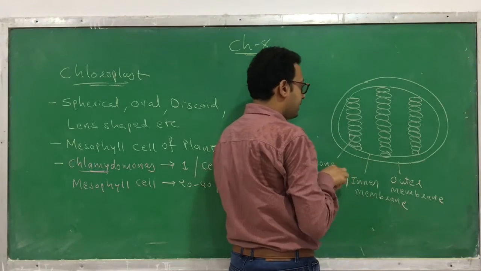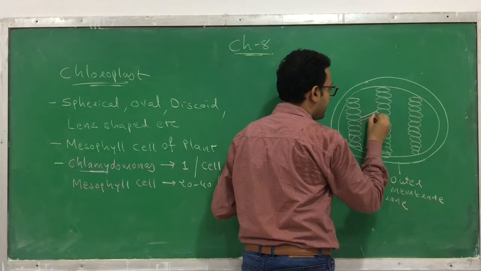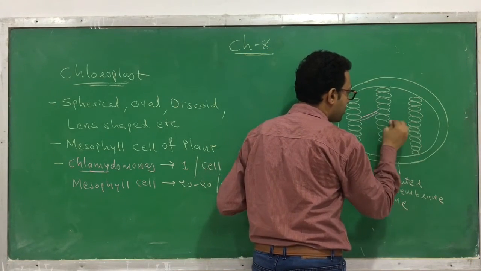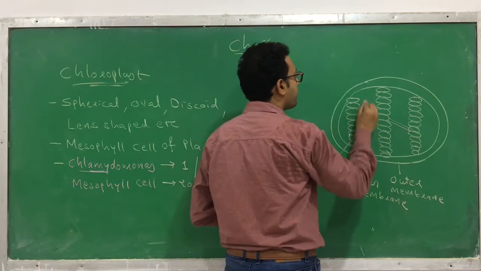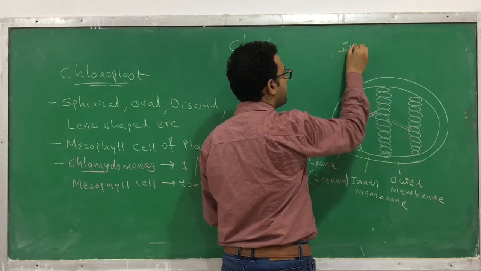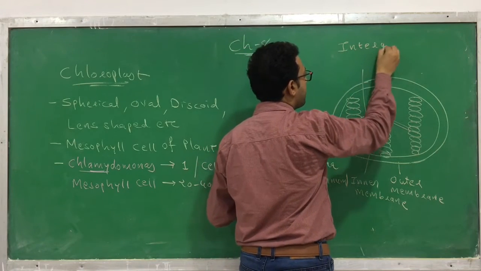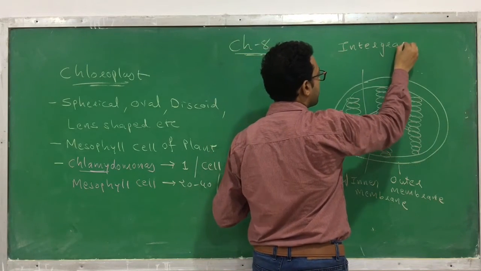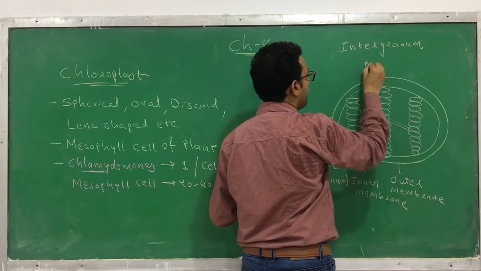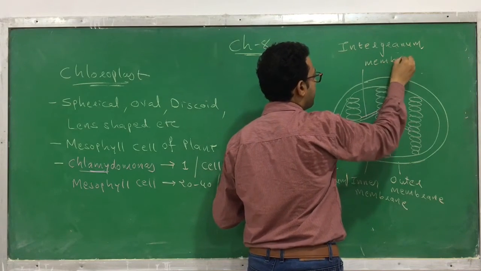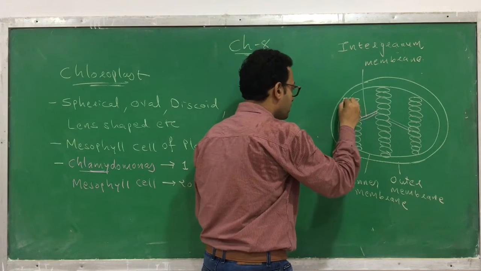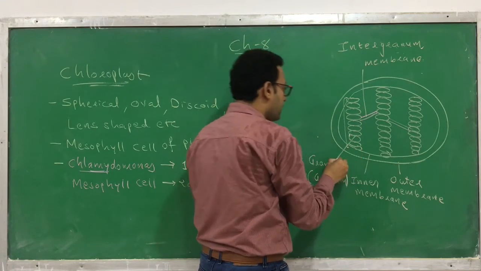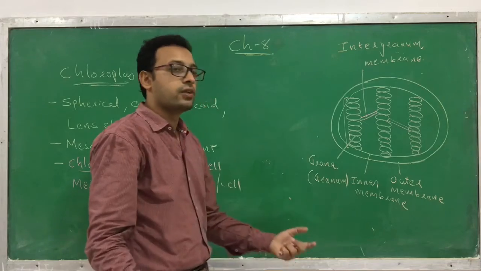These grana are connected by a bridge-like structure. See, this is the bridge-like structure by which they are connected. And this bridge-like structure is called the intergrana membrane. What is it called? Intergrana membrane. This whole structure is called grana. The singular one is granum.